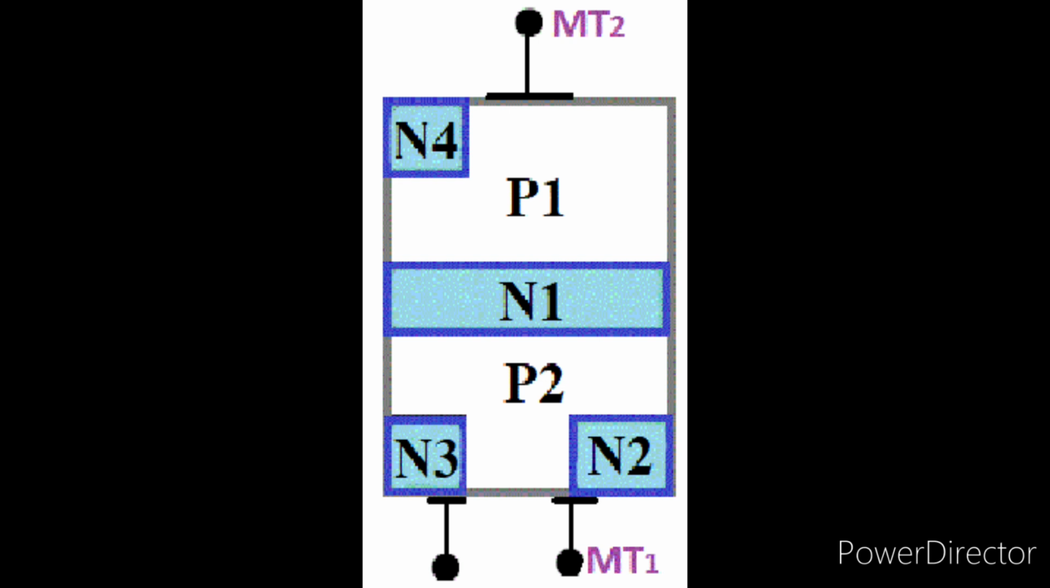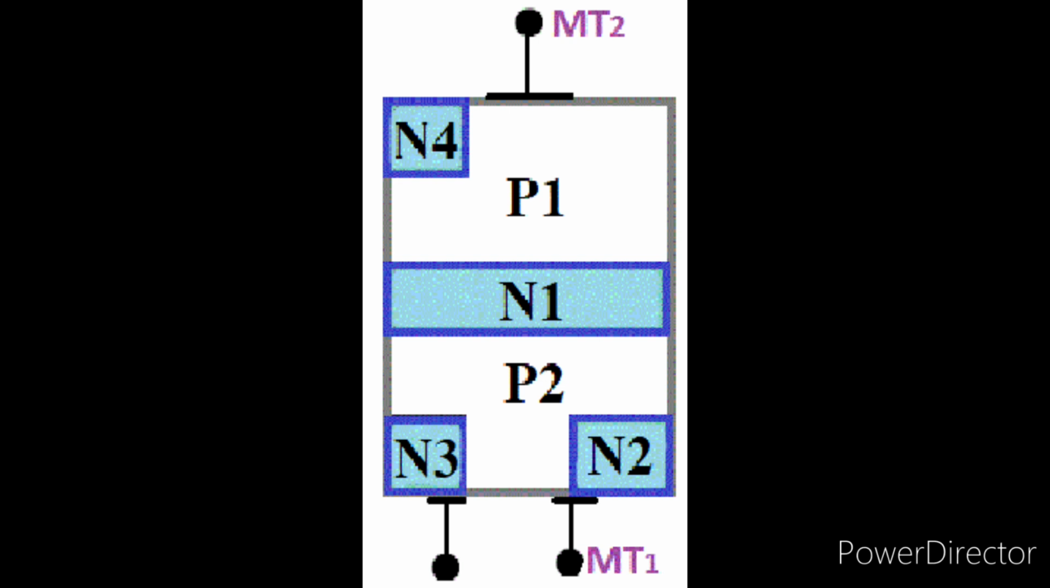Similar is the case when MT2 is negative with respect to MT1. The region in which the device does not conduct if the voltage is less than the breakover voltage is called the reverse blocking region in this case. So, TRIAC conducts in reverse direction only if this voltage is increased beyond the breakover voltage.